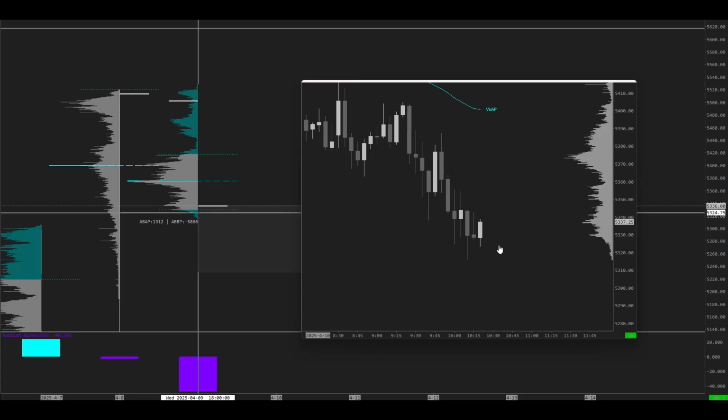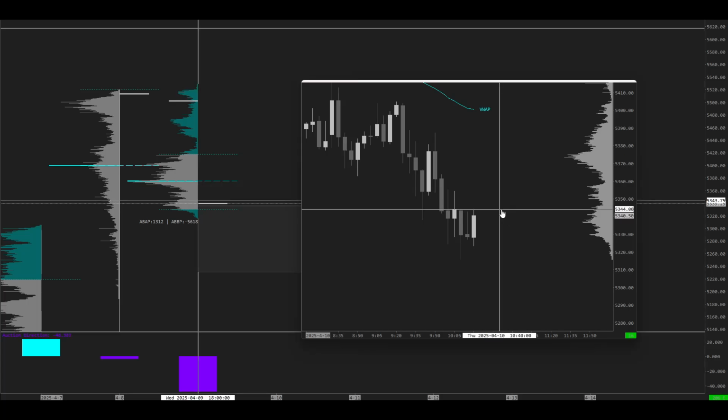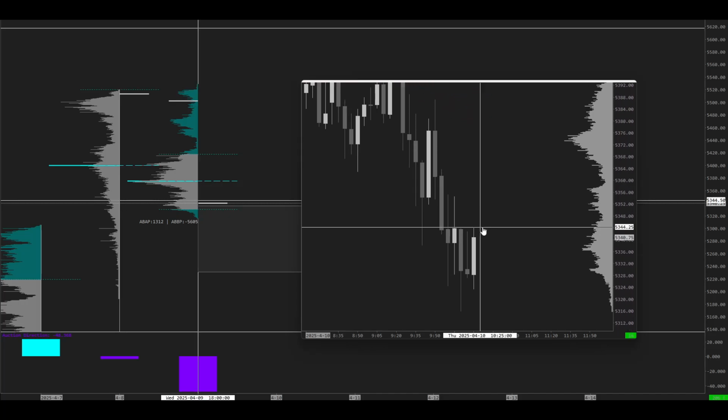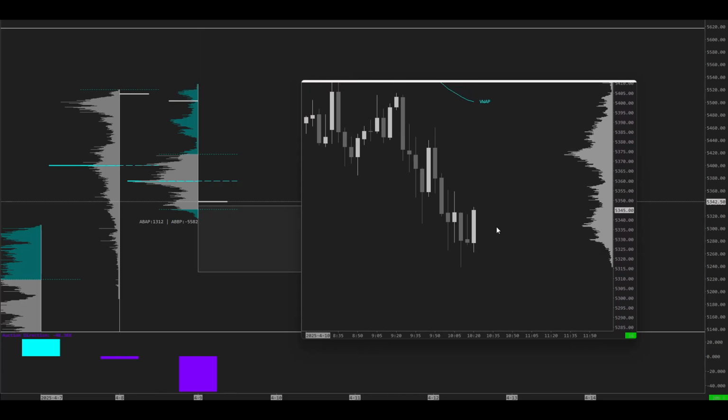They're attempting to take it back up. We'll see. Running these prior bar highs here. I think it was able to get it. Now it did.